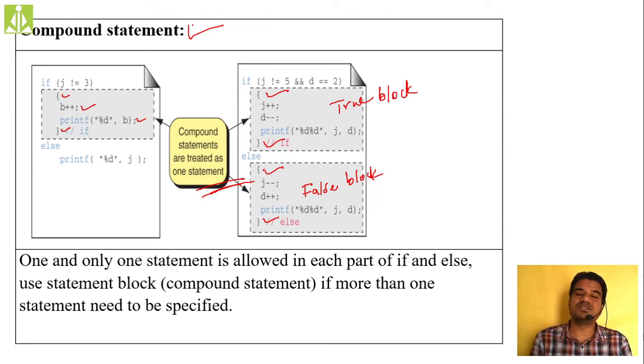And if you have more than one statement, just make it a compound statement and it will be treated like one statement only. One and only one. If you read that bottom line, what I have kept over here: one and only one statement is allowed in each part of if and else. Use a statement block. A statement block is nothing but a compound statement, if more than one statement needs to be specified. Just use compound statements to make them like a single statement. Hope you understood this one.